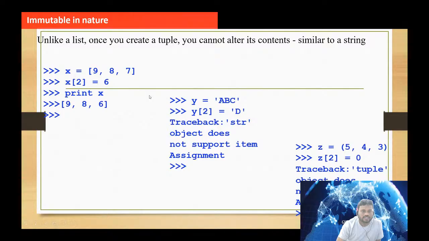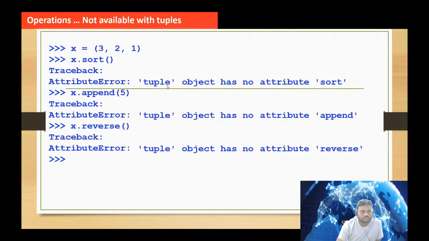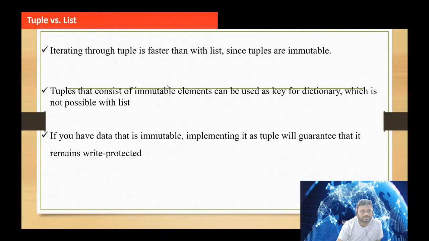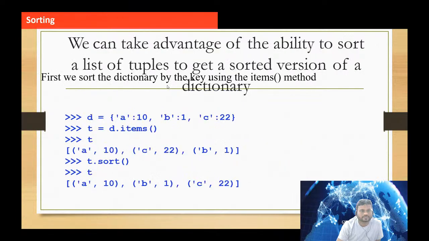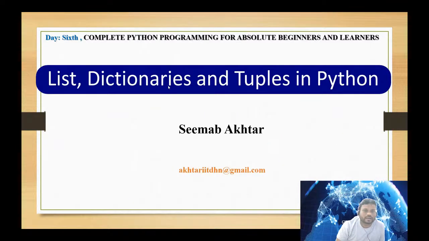Now tuples are another kind of sequence that functions much like a list. They have elements which are indexed starting at 0. So first I have to start with the list. Okay, I will explain the list. What is the list?